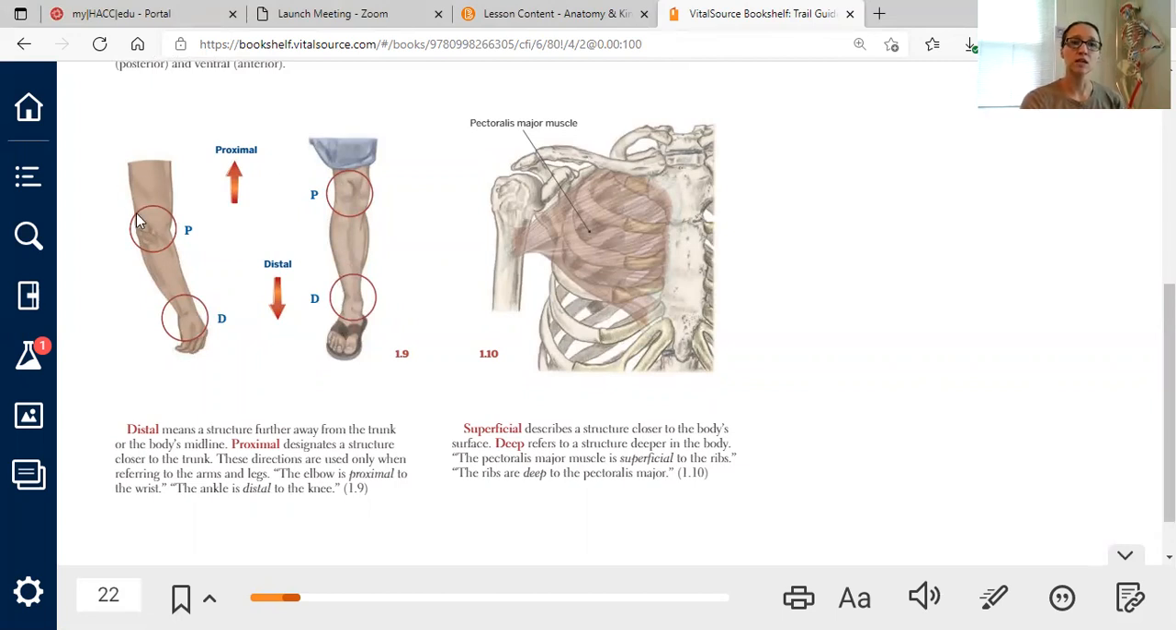We can use this in the arm as well, saying that the elbow is proximal to the wrist because it's closer to the trunk than the wrist is. Or we can say that the wrist is distal to the elbow, meaning it's further away from the trunk than the elbow. You might want to work with proximal and distal a little bit. These are terms that students typically confuse or are a little harder to visualize than some of the others.